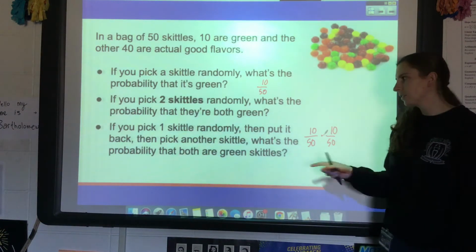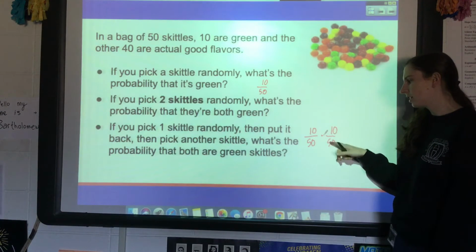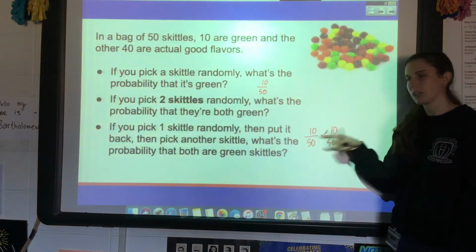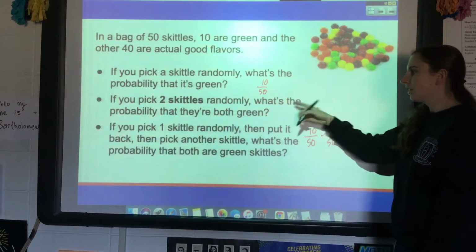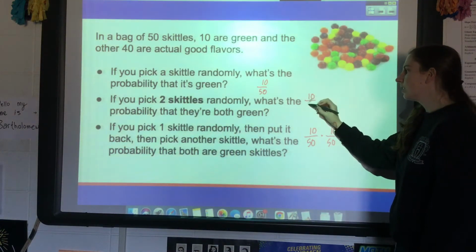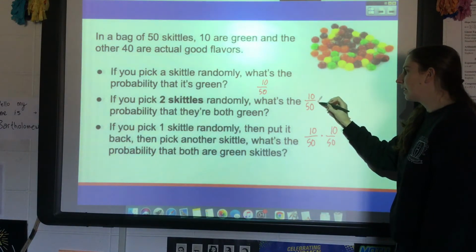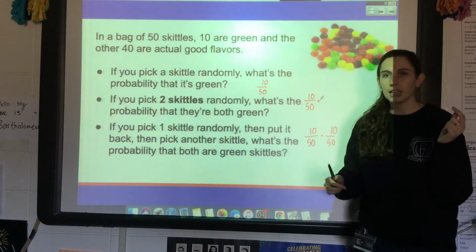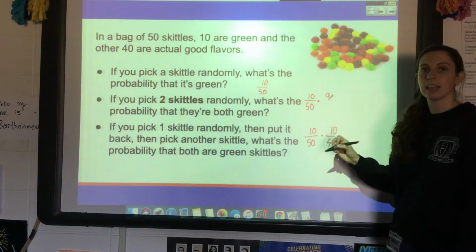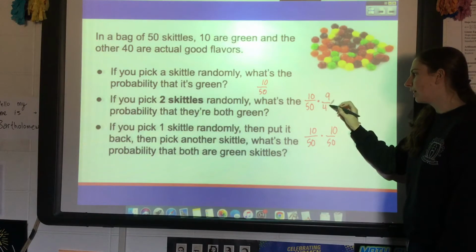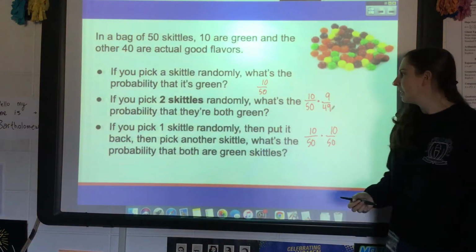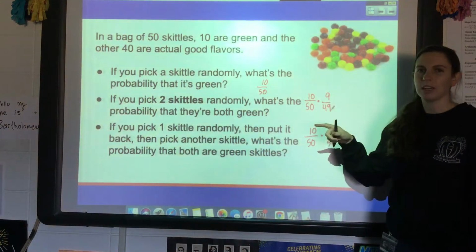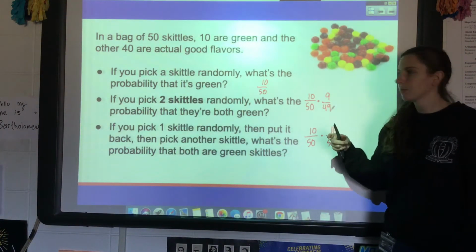With dependent events, it's very similar. You just have to adjust after the first pick, you have to adjust the probabilities based on what you picked. So for example, the first Skittle being green would still be 10 out of 50, but now I've taken a green out. And so I'm only left with 9 greens left out of 49 total Skittles left. And so they're very similar, you still just multiply, but I have to adjust that second one based on what the first outcome was.